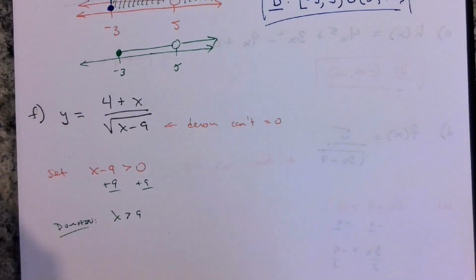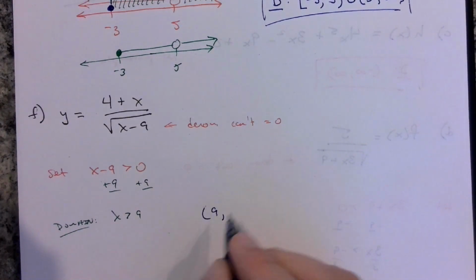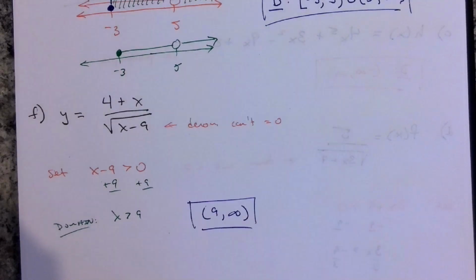And how would I write that in interval notation? Well, even without a number line, you probably can see it. x is greater than 9. You would start at 9 with a parenthesis, so parenthesis 9. How far does it go? It goes to infinity. Close parenthesis, and that'd be your domain.